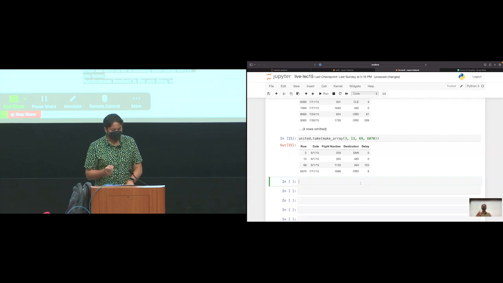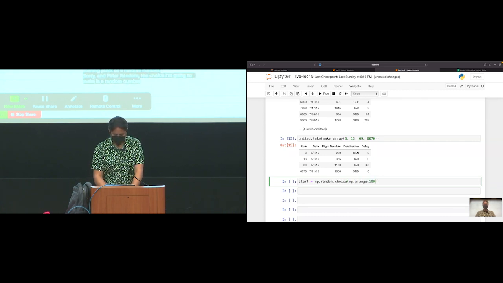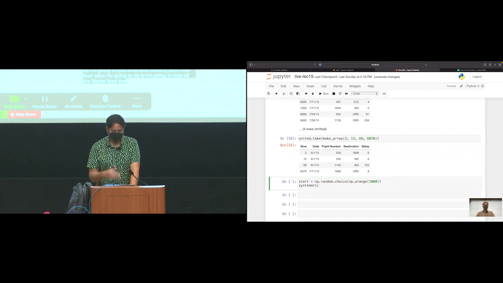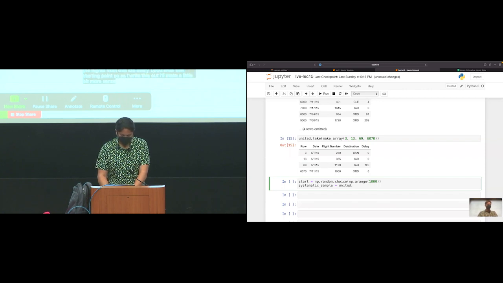One thing we can do, which is going to seem a little bit weird, is pick a starting point as a random number. Sorry, np.random.choice. I'm going to make this a random number from 1 to 1,000. So I'm going to pick a random starting point, and then take all the flights that are every 1,000th after that starting point. As I write this out, it'll make a little bit more sense. I'm going to call it systematic sample. So it is a random sample, but it's going to have some more structure to it. I'm going to go from the starting point all the way up to num rows in increments of 1,000.